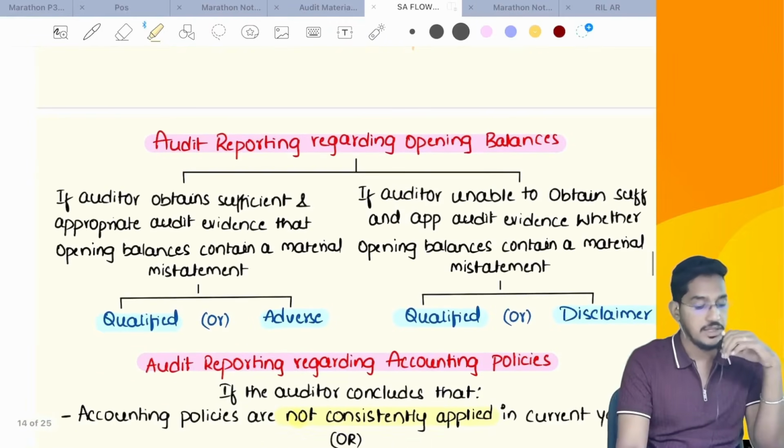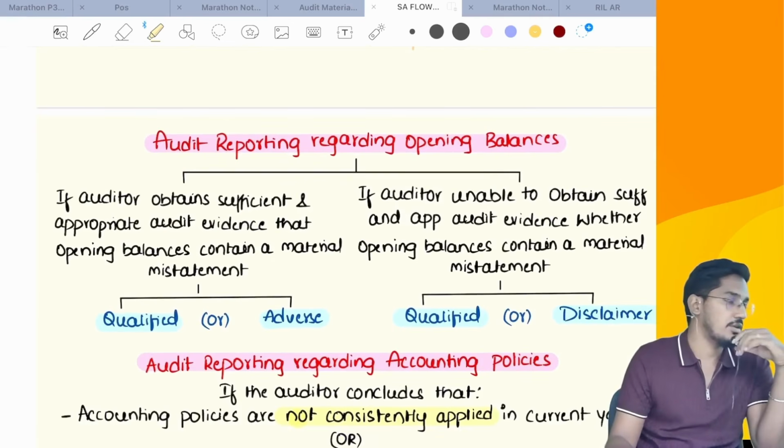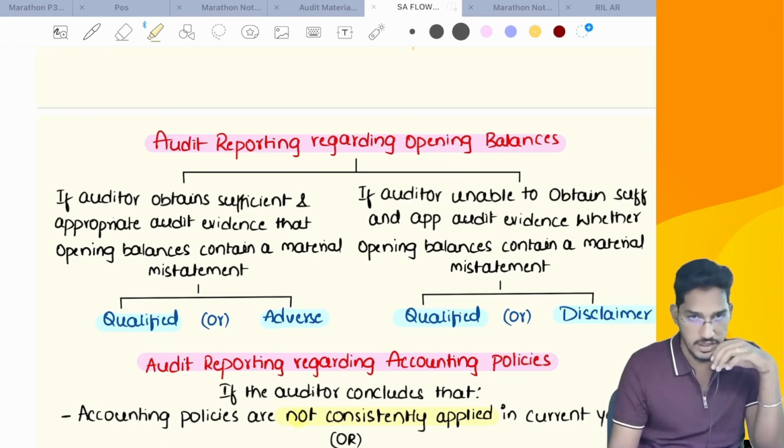Okay, now after performing those audit procedures, what will happen? You came to know that opening balances do not contain any kind of material misstatement. What will you do? You will give an unmodified opinion.